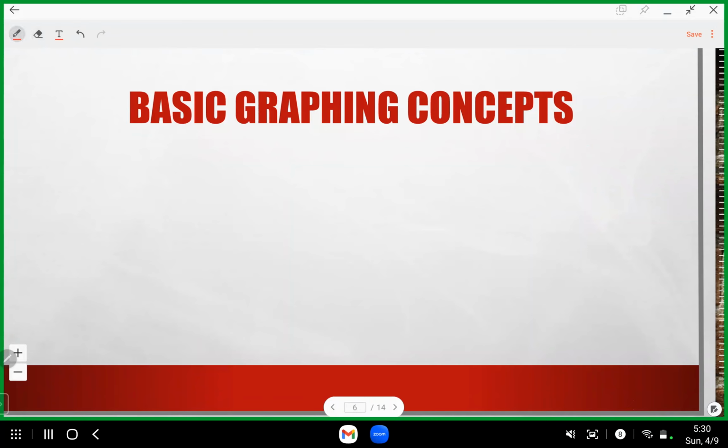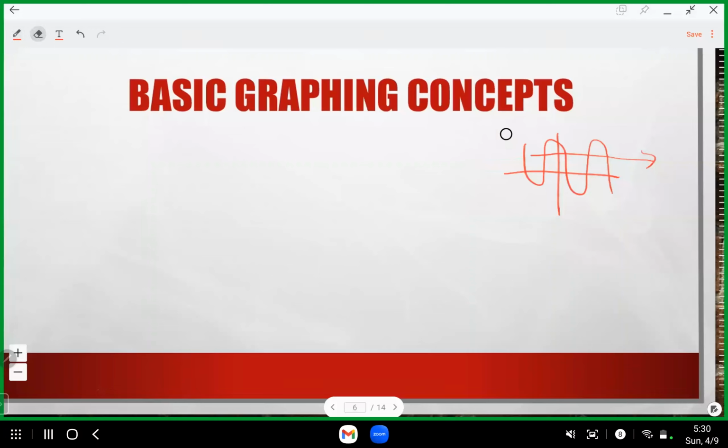So one x cannot correspond to more than one y. However, it is possible that multiple x's correspond to one y, like so. For example, something like this is totally possible. Multiple x's corresponding to one y, like this. This is possible. This is still a function. So just make sure it passes the vertical line test.